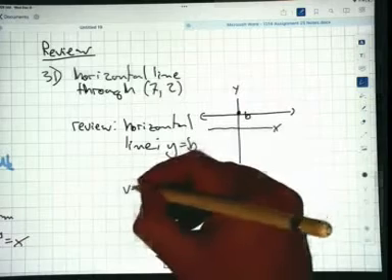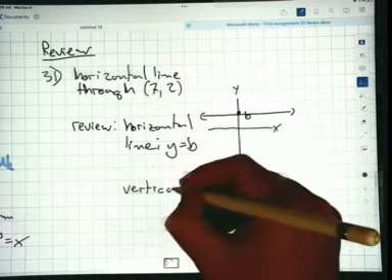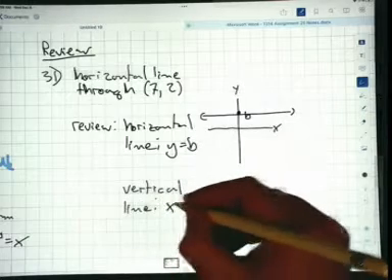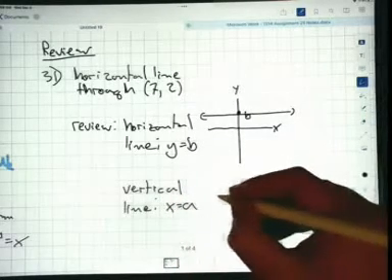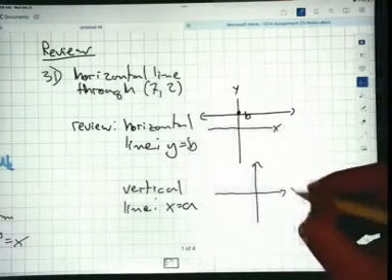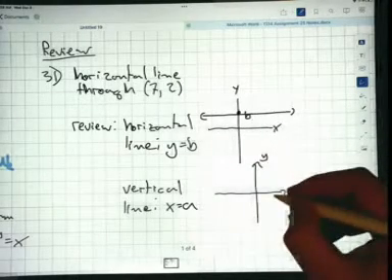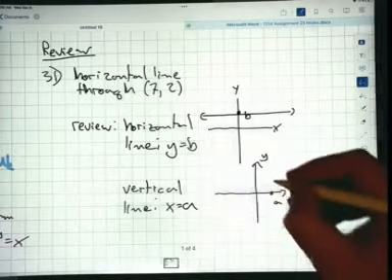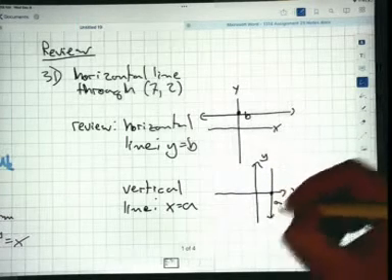A vertical line has the form x equal to a. So again, on a coordinate plane, where we have the x-axis and the y-axis, any point along the x-axis, let's call it a, we have the vertical line.